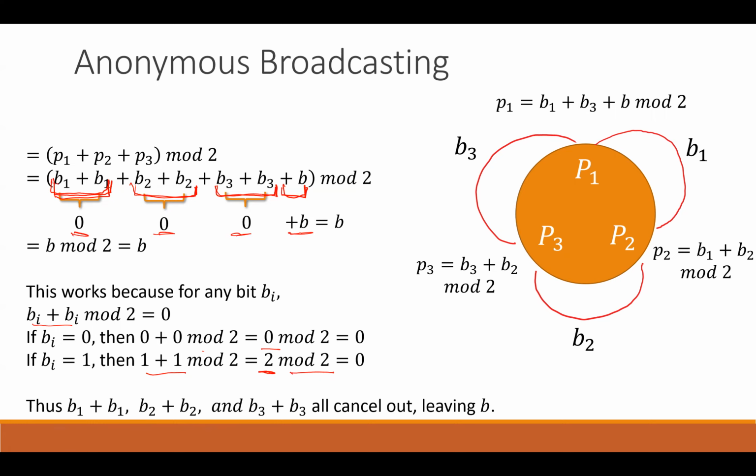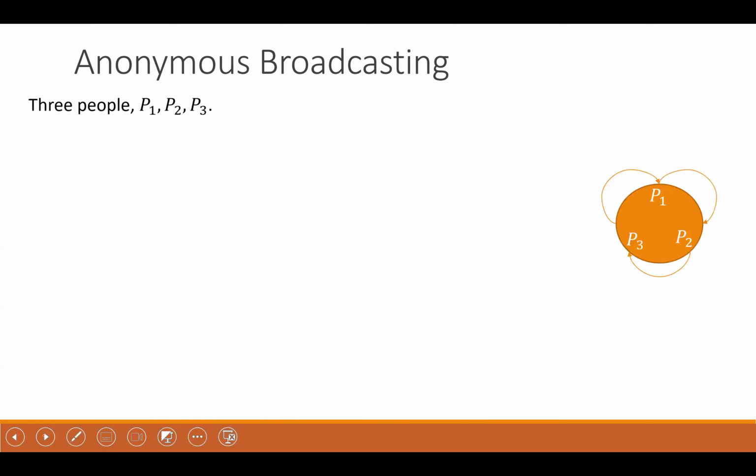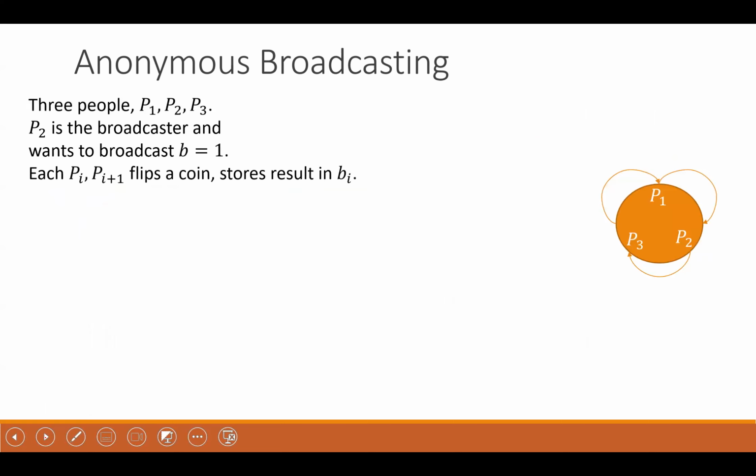Again, we're just warming up to some probability here. So let's look at an example, just so we get a better sense, and then we will walk through it. We'll hand wave a proof because it's a little long, but every pair of people flips a coin. So let's say that B1 is equal to 1, B3 is equal to 1, B2 is equal to 0.